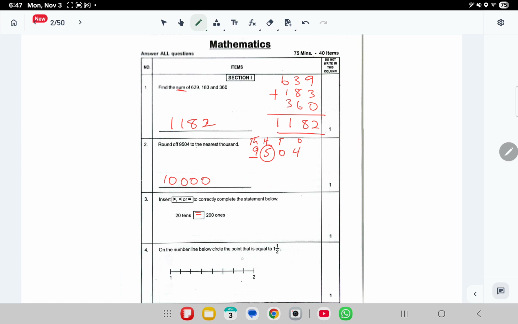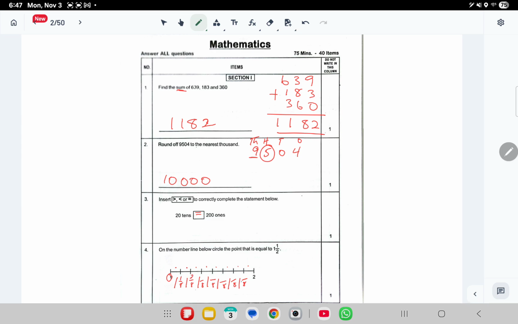On the number line below, circle a point that is equal to 1 and 1/2. Again, we need to figure out how much each one of these strokes represents. So we count the spaces. 1, 2, 3, 4, 5, 6, 7, 8 spaces. So that means each one of them has a denominator of 8. We know that the number line starts at 1, so the whole number in front would be 1.